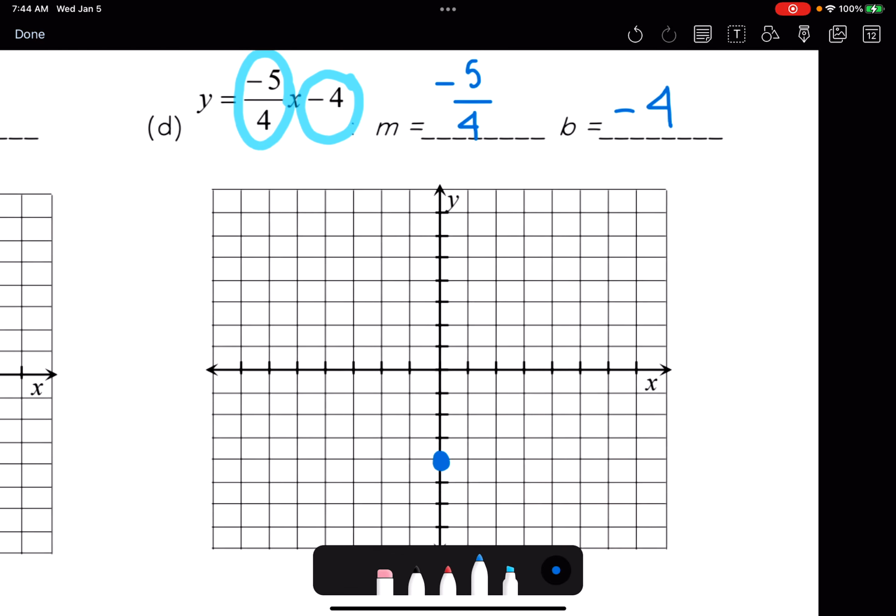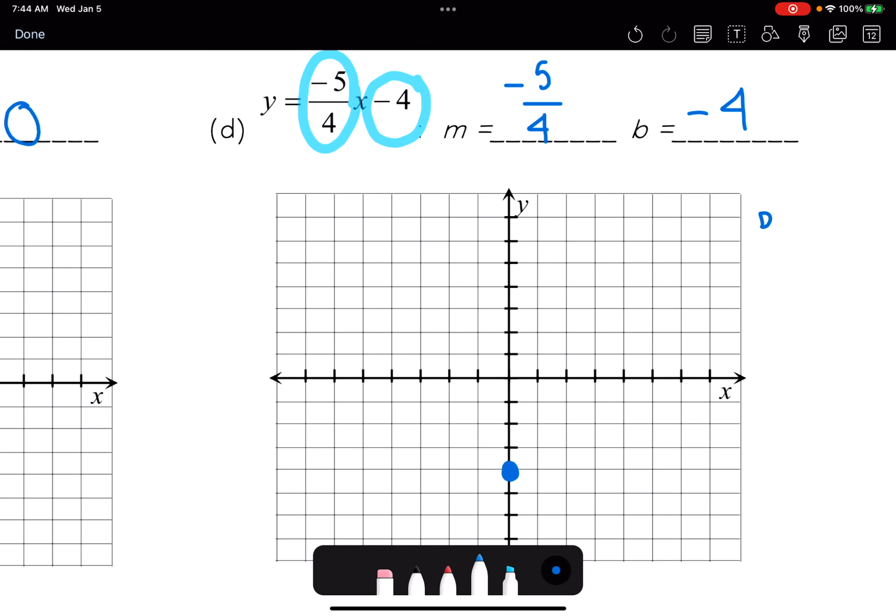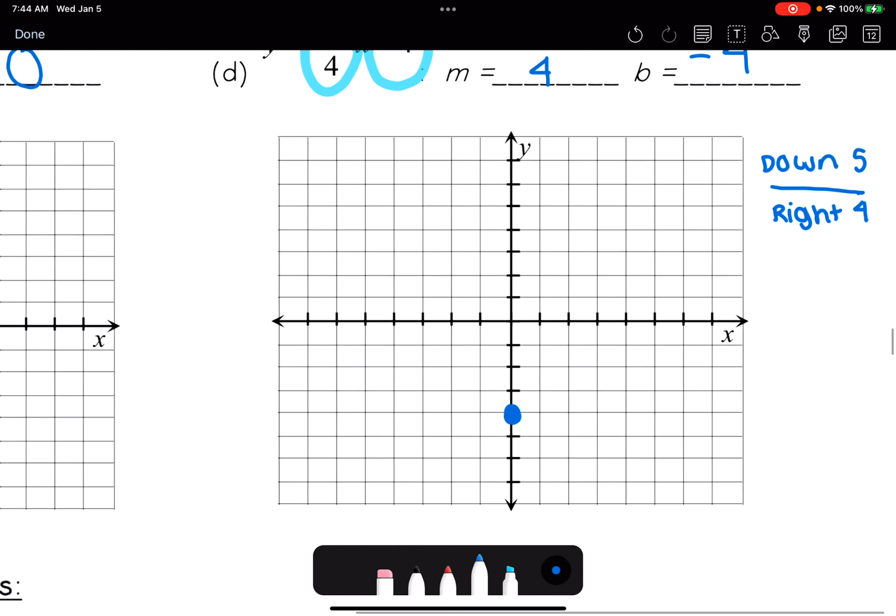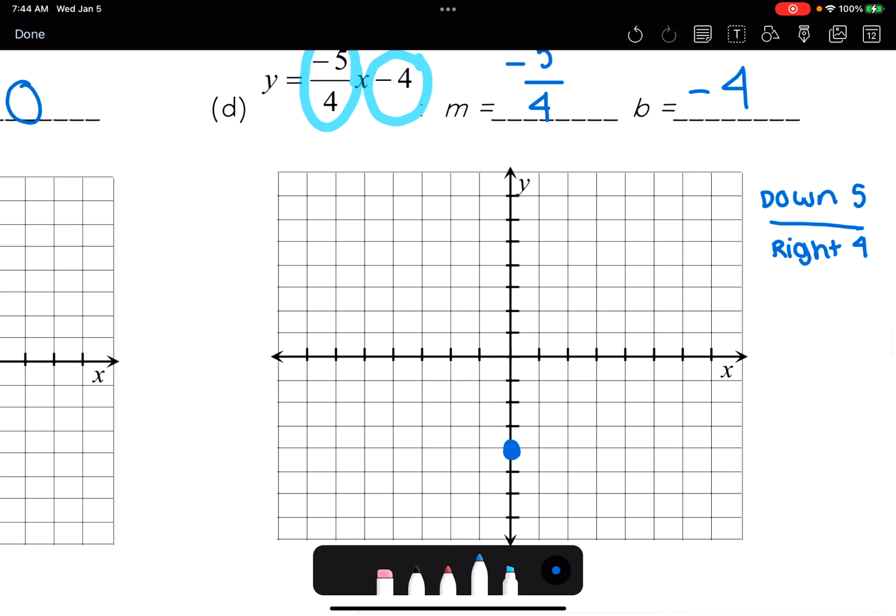So our slope is down 5, right 4. If I try to go down 5, I'm not going to be able to. So instead I'll try the opposite. So I'll try up 5, left 4. So up 1, 2, 3, 4, 5, left 4. Bring us here. I'll do it one more time. 1, 2, 3, 4, 5, left 4. So there is our line.